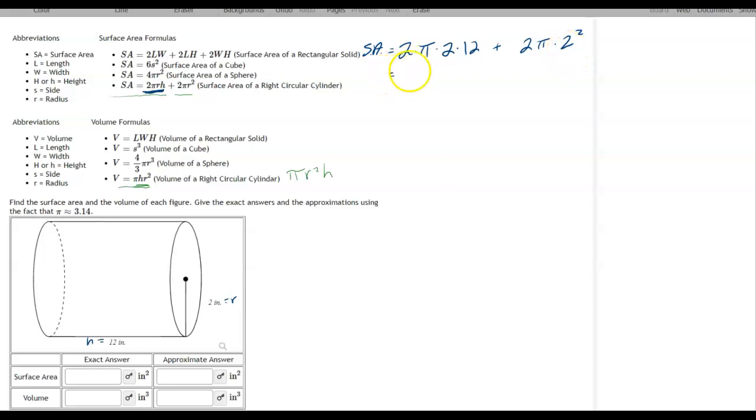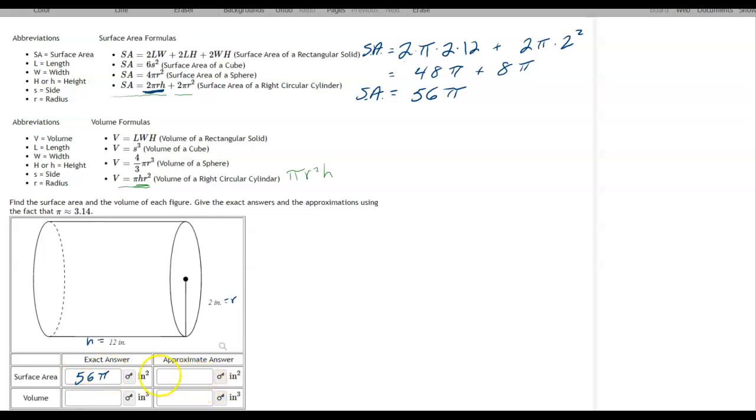So let's just do the calculation. 2 times pi, well, pi is like an x in this case, we'll just leave it as pi. 2 times 2 times 12 is 48, so that's 48 pi. And then 2 pi times 2 squared, well, 2 squared is 4, and 4 times 2 is 8, so that's 8 pi. Now those are like terms, if you will. 48 and 8 is 56, so that's 56 pi. And so that's the exact value of the surface area, 56 pi.